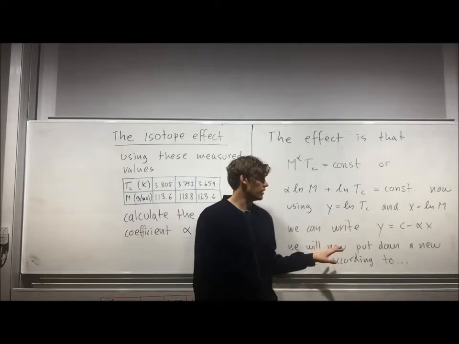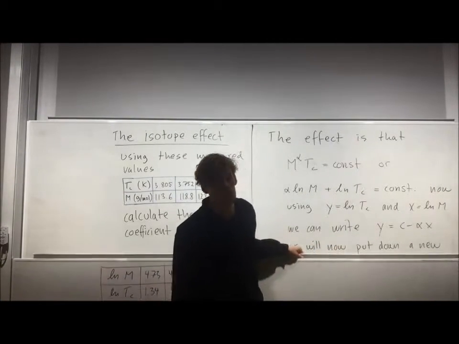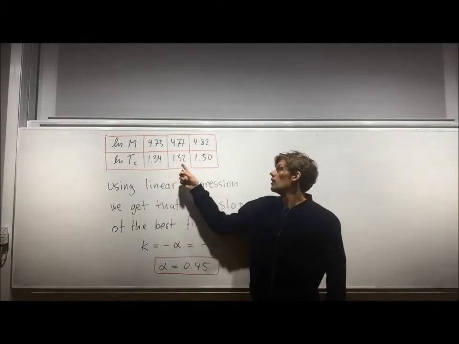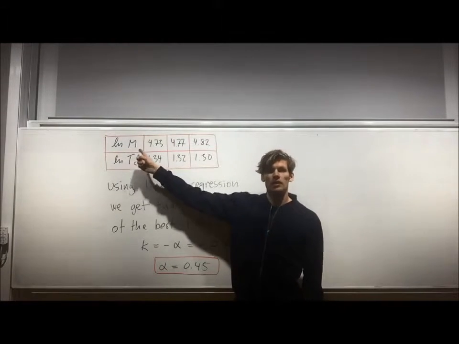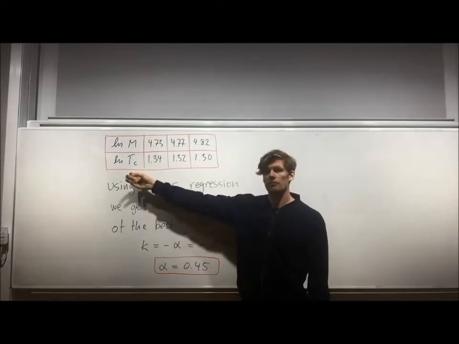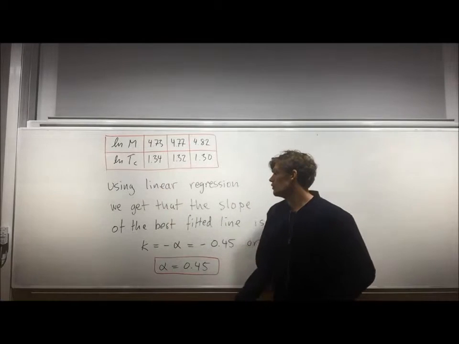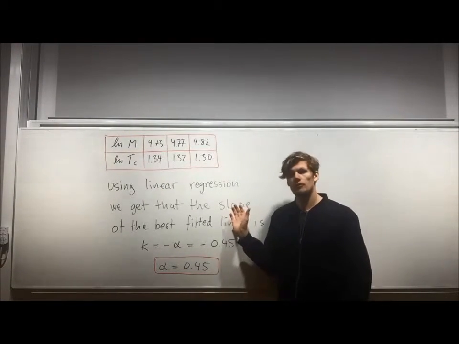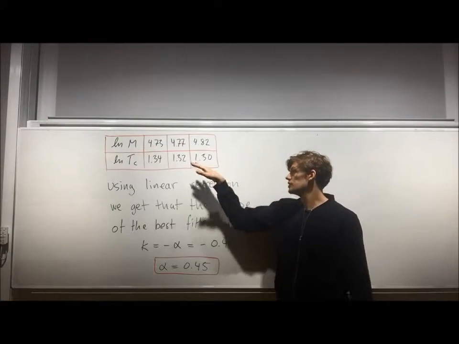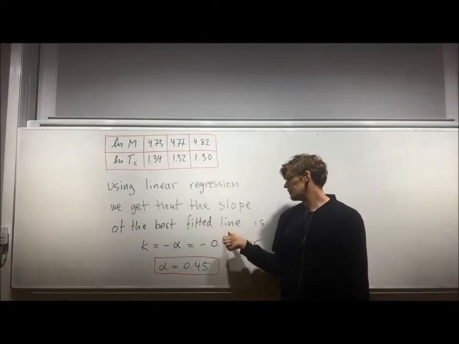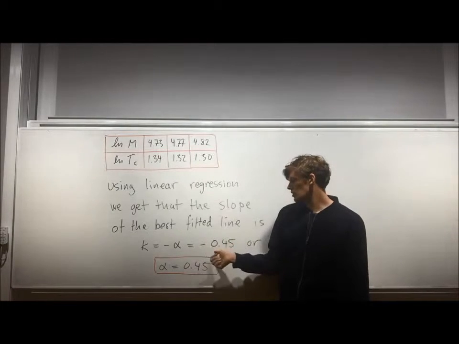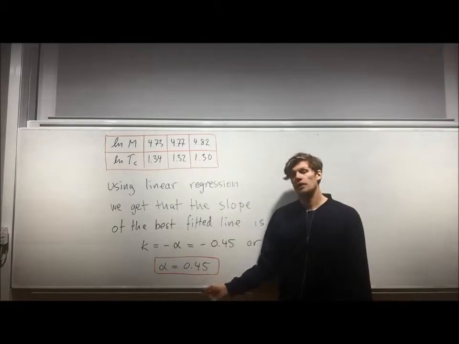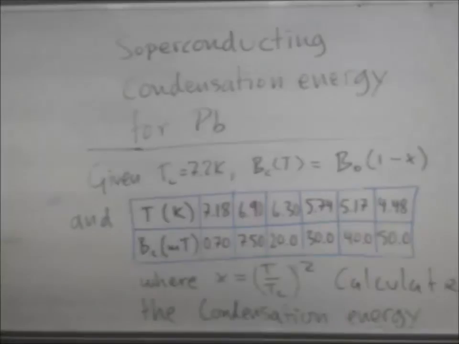And we can now put in a new table, which you can see here, where you have the logarithm of m and the logarithm of Tc. Using linear regression, you can simply fit a line to these data points, and the best fitted line has a slope which is minus 0.45, right? So meaning that alpha has to be equal to 0.45 in this case.